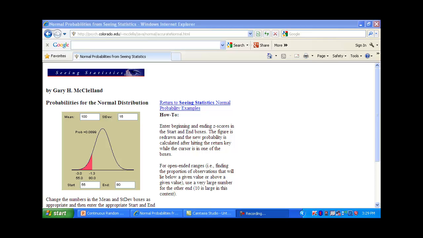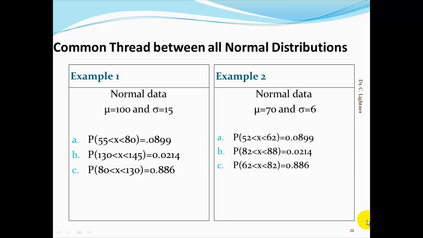We will use this website in order to compute all of the probabilities for our examples. For example 2, we'll simply change the mean and the standard deviation, and then change the start and end values for each of our example problems. We used this website in order to compute all of the probabilities listed on the slide.